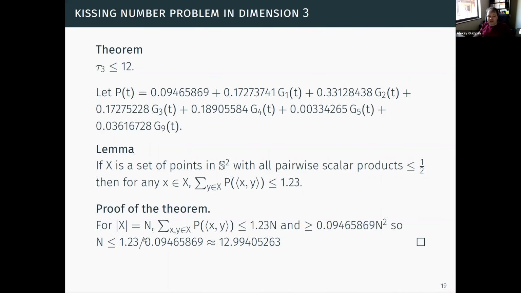And here's the explanation. So let's say we have a set with n points, then summing up all these inequalities for all n, we're going to get that this total sum is no greater than 1.23n. On the other hand, if we sum up all the values of this polynomial at all pairs of points, then for all eigenvectors, the sum is going to be non-negative. And for this constant, it's going to be at least this constant times n squared. So we get that the sum is no greater than 1.23n, and at least this nice number times n squared. So dividing one by the other, we get 12.994.